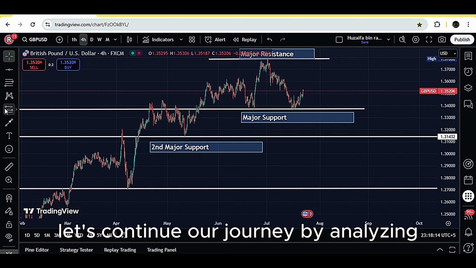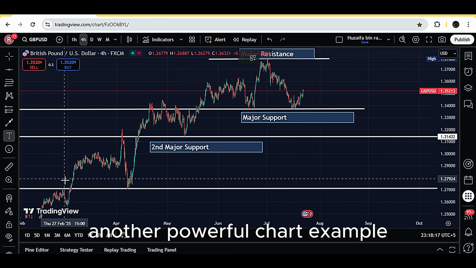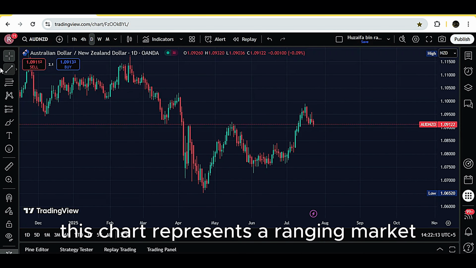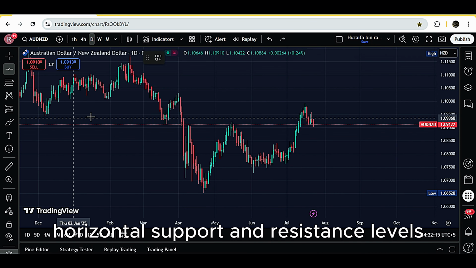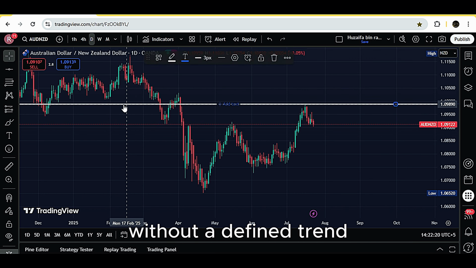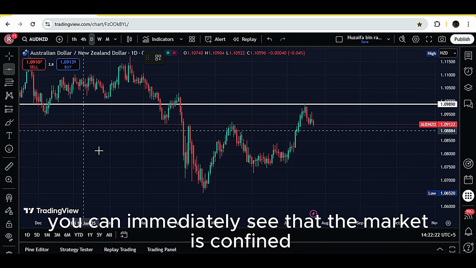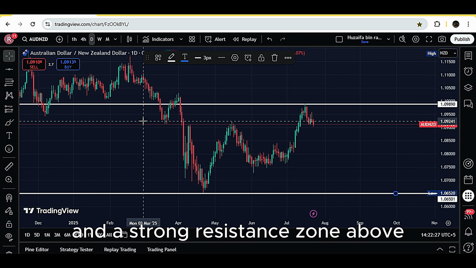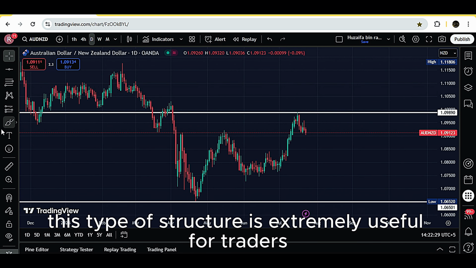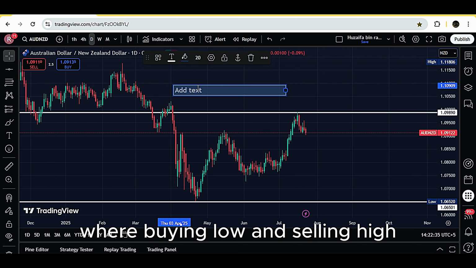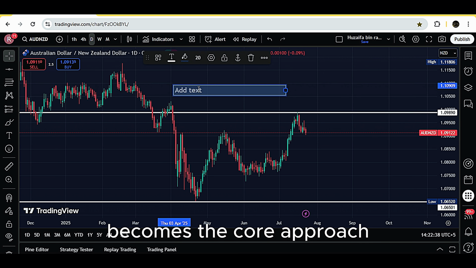Now let's continue our journey by analyzing another powerful chart example. This chart represents a ranging market, where price moves between clear horizontal support and resistance levels without a defined trend. You can immediately see that the market is confined between a solid support zone below and a strong resistance zone above. This type of structure is extremely useful for traders who prefer range trading strategies, where buying low and selling high becomes the core approach.